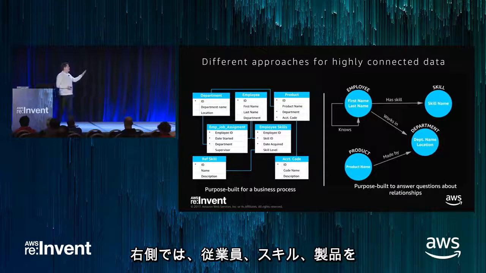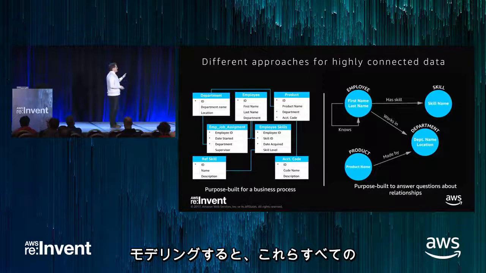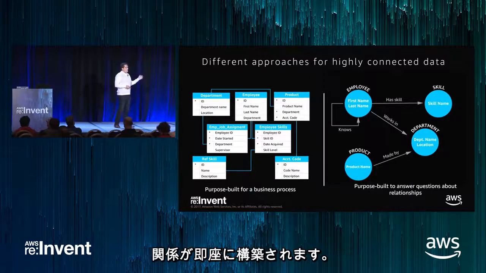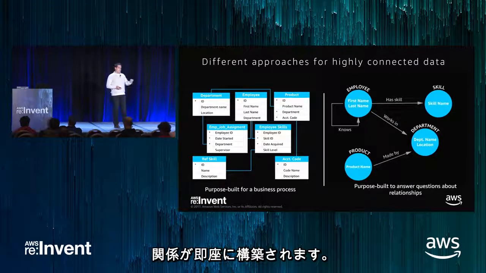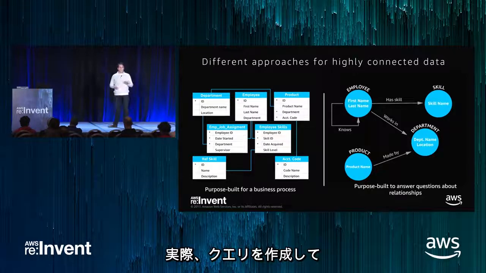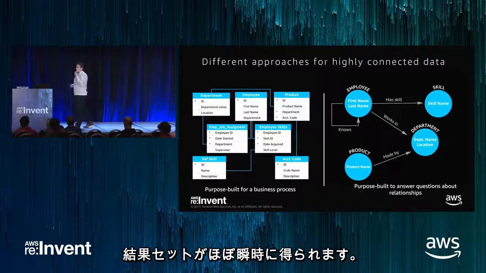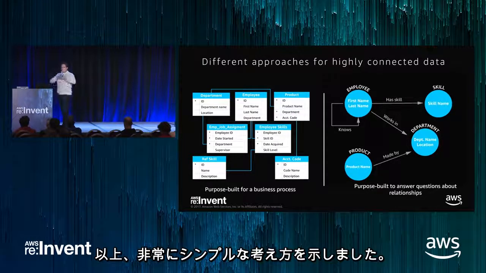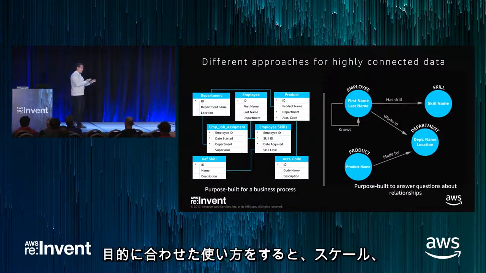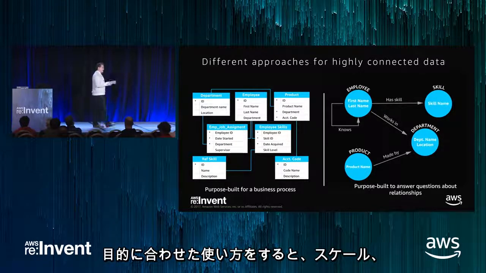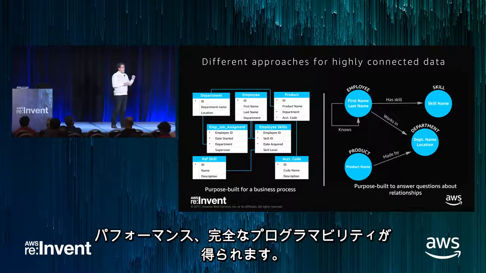On the right-hand side, if I were to model employees with skills, with product, all of these relationships are built right in. And the reality is, when you write a query to traverse all these edges and nodes, you can get back a result set almost instantly. So that's a very simple way to think about it: when you use something for its purpose, you get scale, you get performance, and you get full programmability.